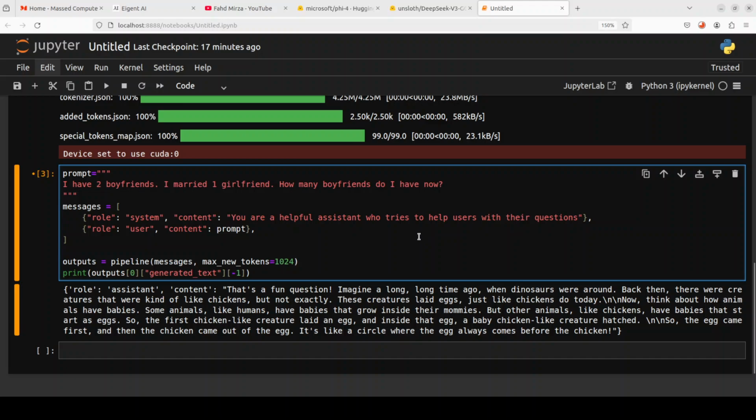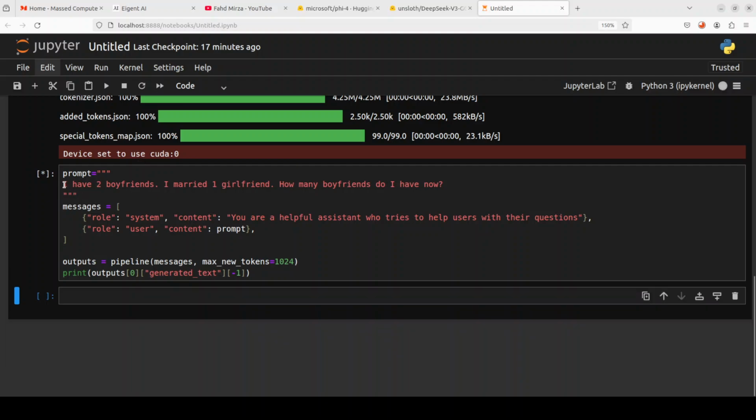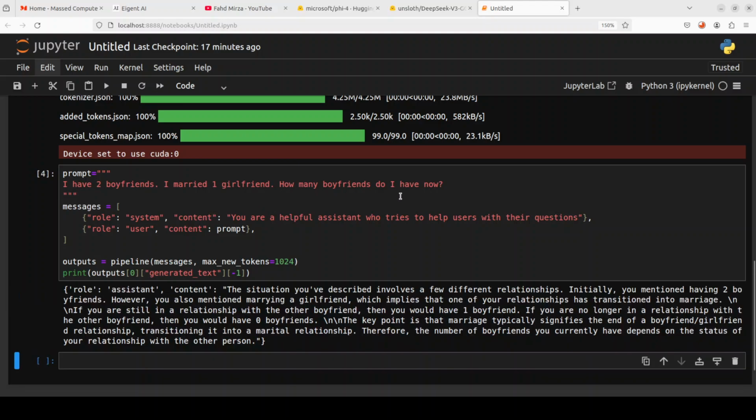Okay, next up I'm trying to confuse the model. So I'll run it and then I will read it. It says, I have 2 boyfriends. I married 1 girlfriend. How many boyfriends do I have now? Let's see what the model says.